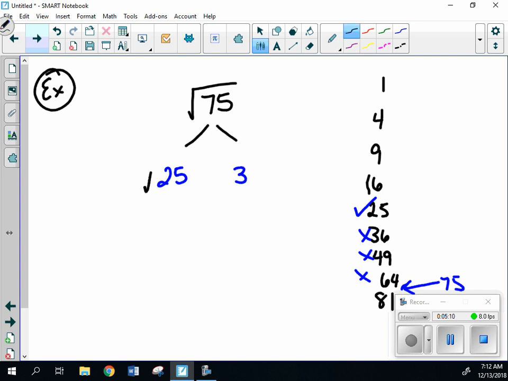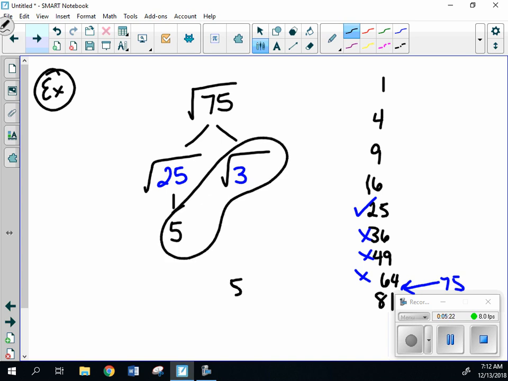So again, branching this out, still have that radical sign there. The square root of 25 is 5, and my answer then is that 5 square root 3.